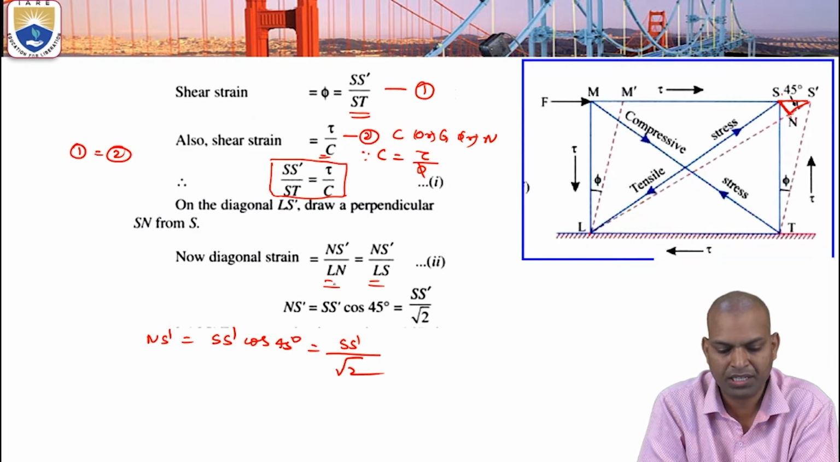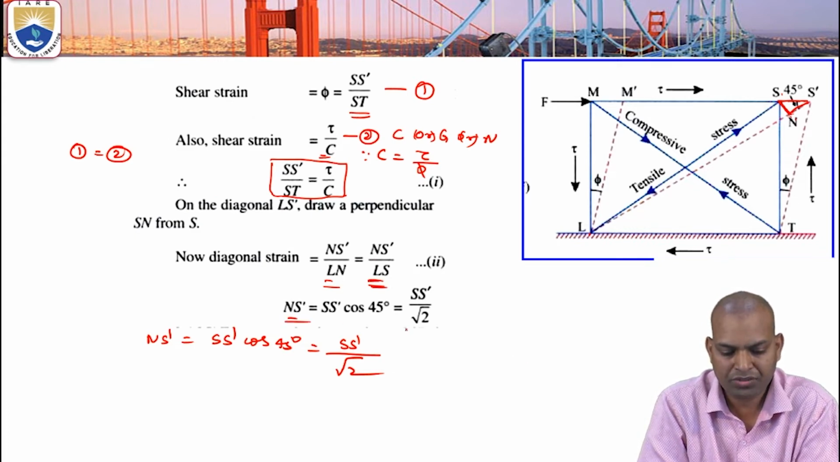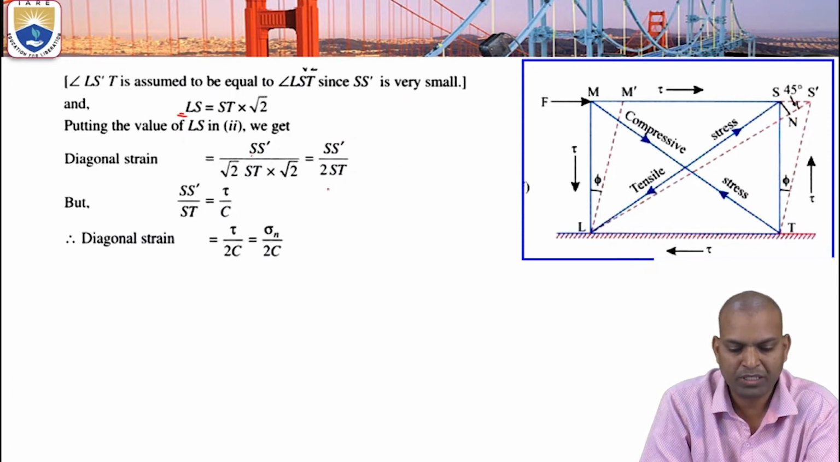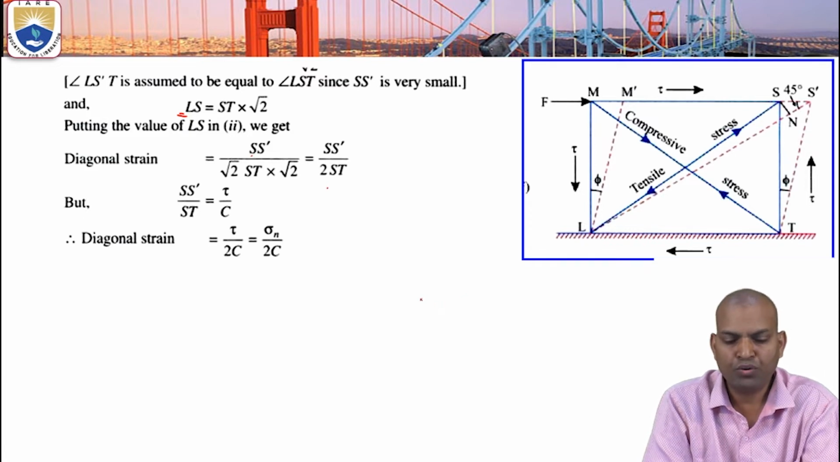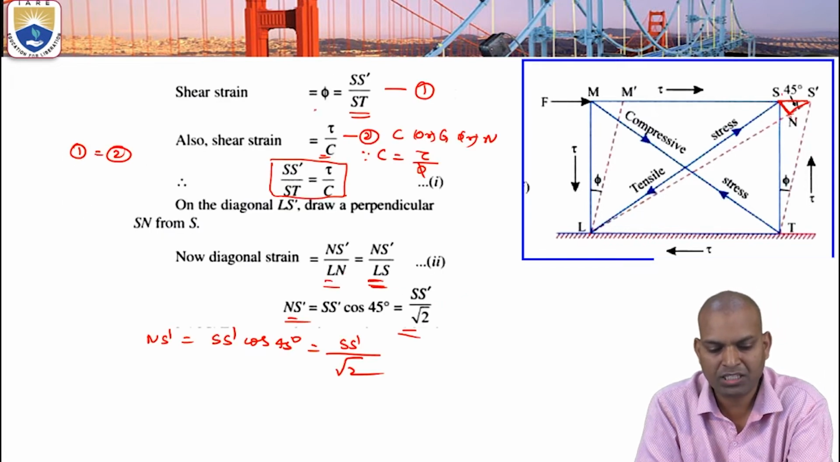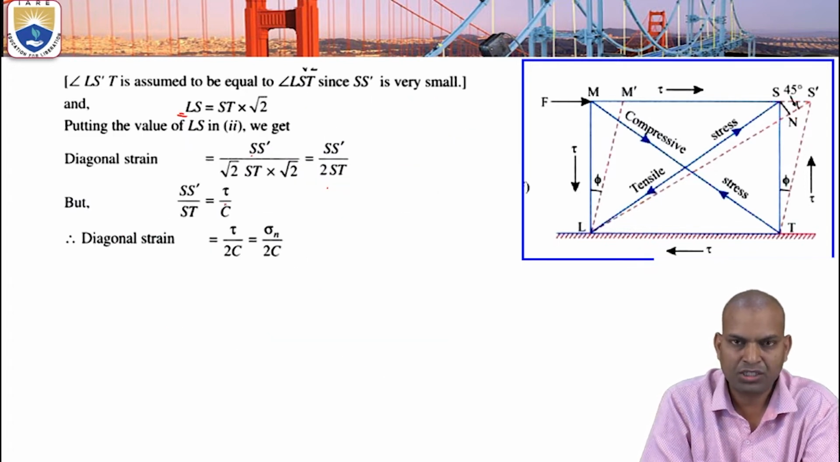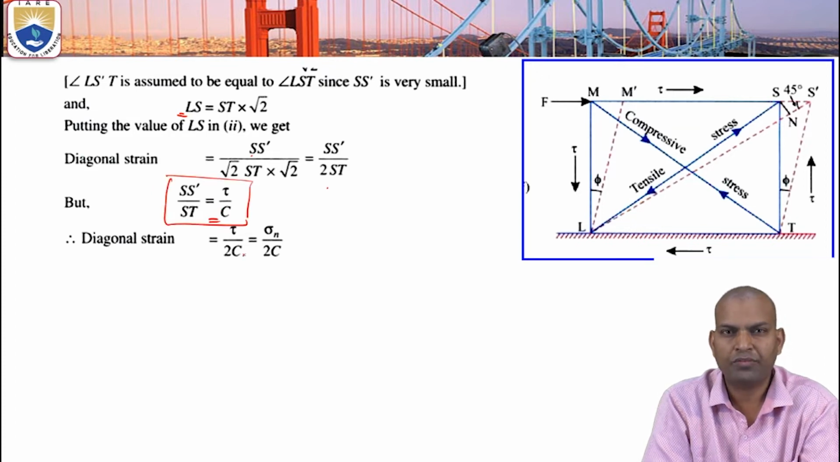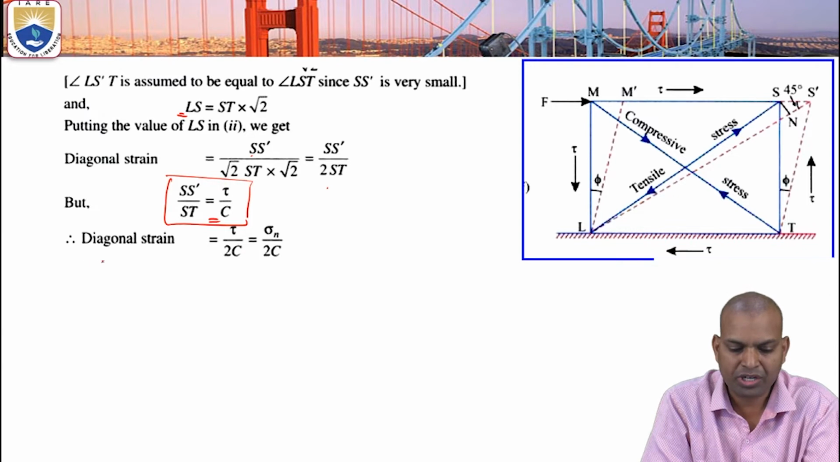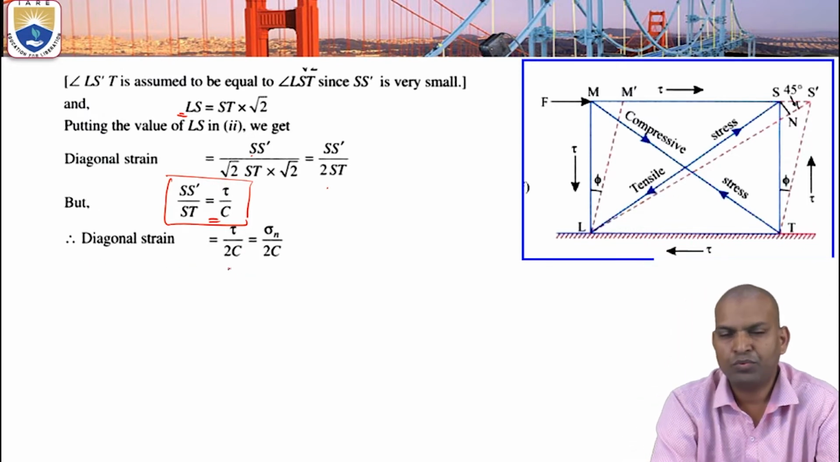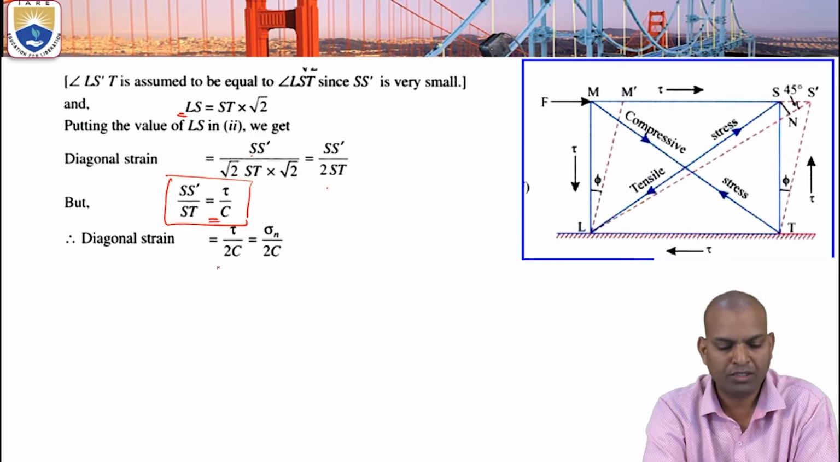The equation here is NS' by LS. If you substitute both the NS' value and the LS value here, that is SS' by 2 times ST. Now we know that SS' by ST equals shear strain, that is nothing but shear stress by modulus of rigidity. Now the diagonal strain in terms of shear stress and modulus of rigidity is tau by 2C.